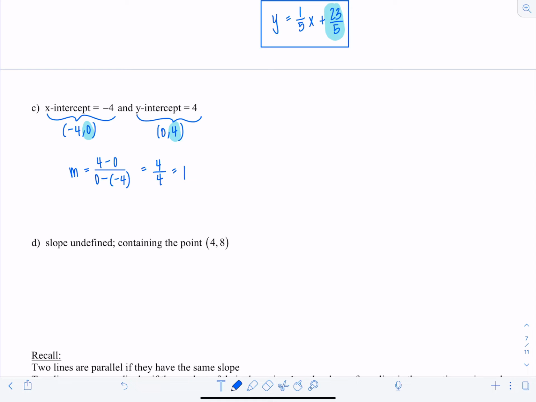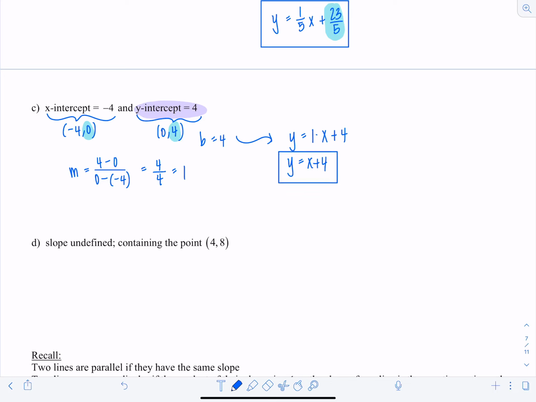So slope is 1. Now, you could go to point-slope form that we've been using, but actually in this particular problem, we can go straight to y equals mx plus b form. Why is that? Because they gave me b. They gave me the y-intercept. b is equal to 4. So you can go straight to y equals mx plus b, or y equals x plus 4.